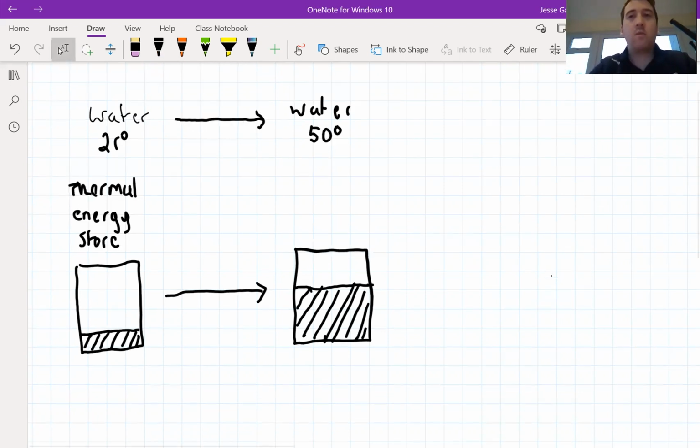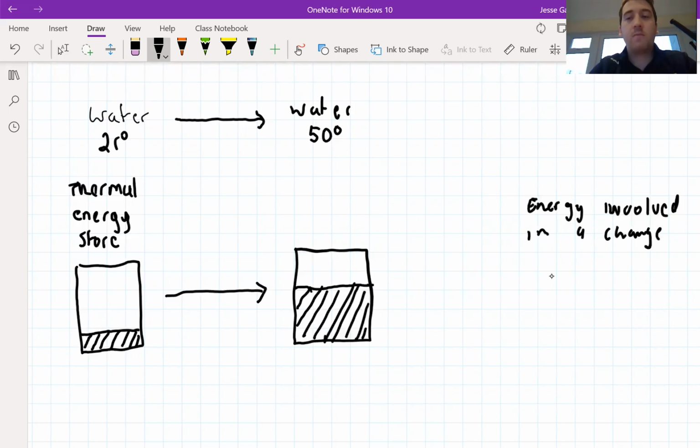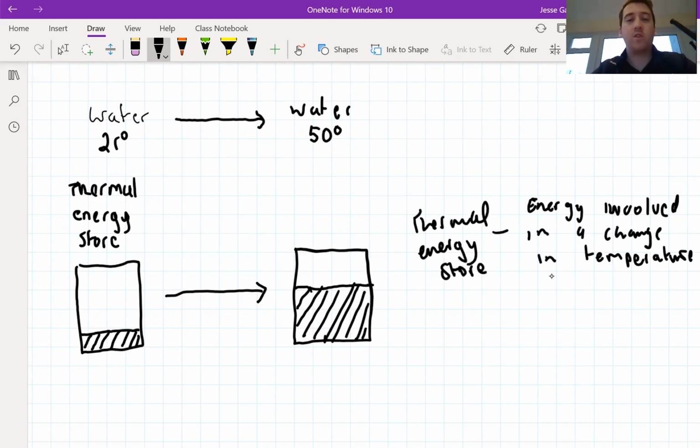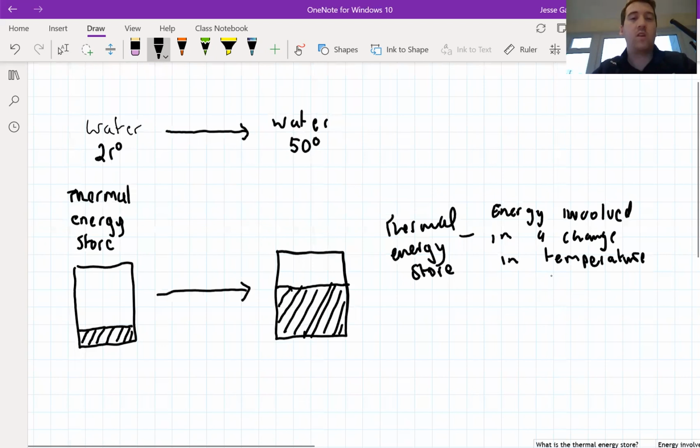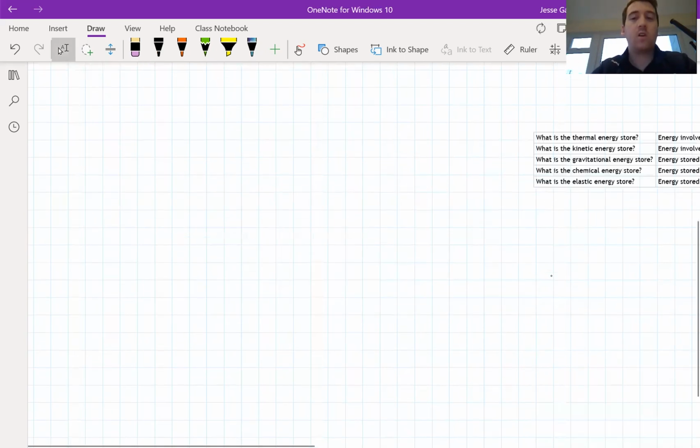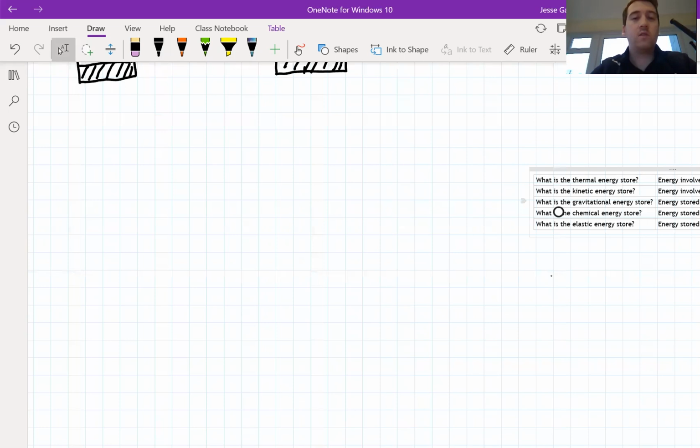Okay. When we talk about energy involved in a change in temperature, this is the thermal energy store. Thermal energy store. Okay, so it's energy involved in a change in temperature. So that's the first energy store, the thermal energy store. We'll take a look at another energy store now.